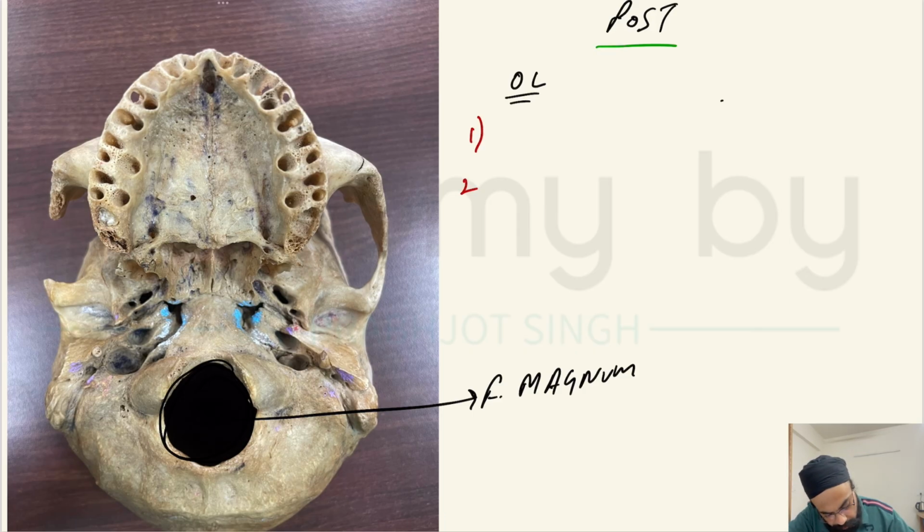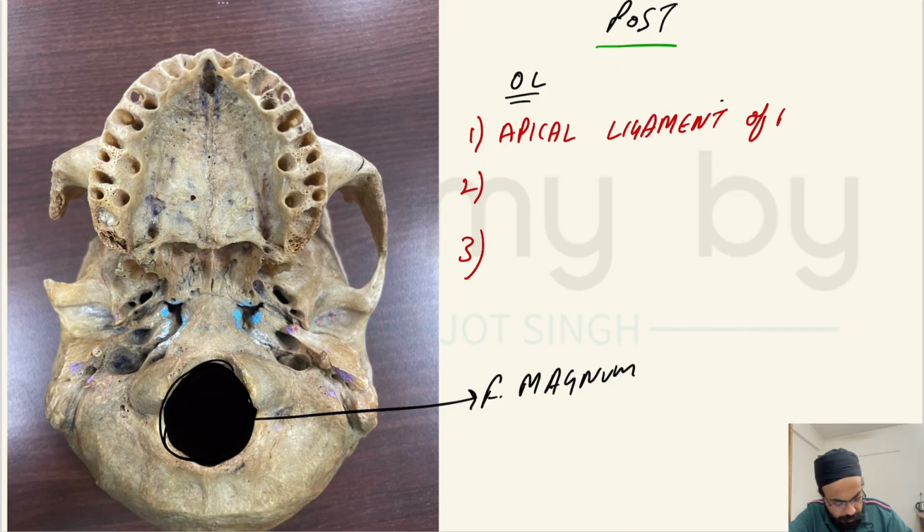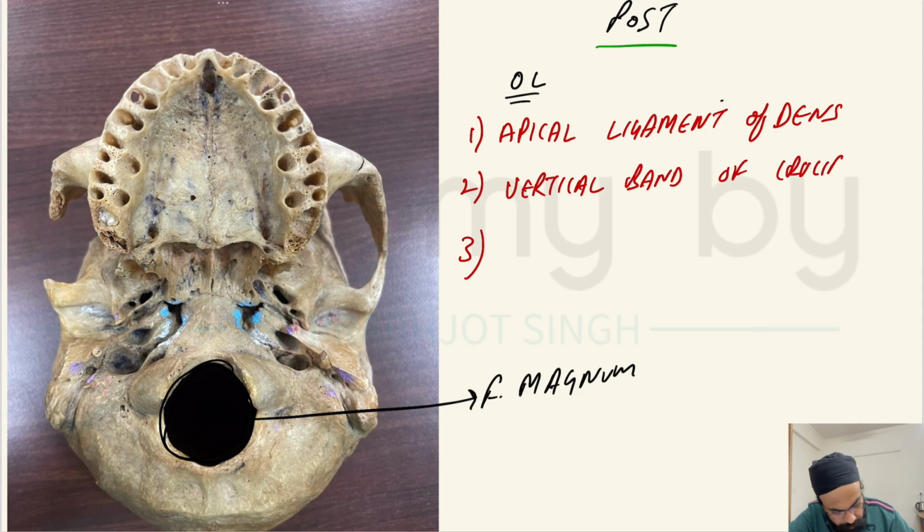In the osteoligament compartment, from anterior to posterior, you have three structures. The first is the apical ligament of dens. What this is, I will tell you shortly, just wait. Then the second is the vertical band of cruciform. This is not the palate's cruciform, which cruciform it is I will tell you shortly, just wait.